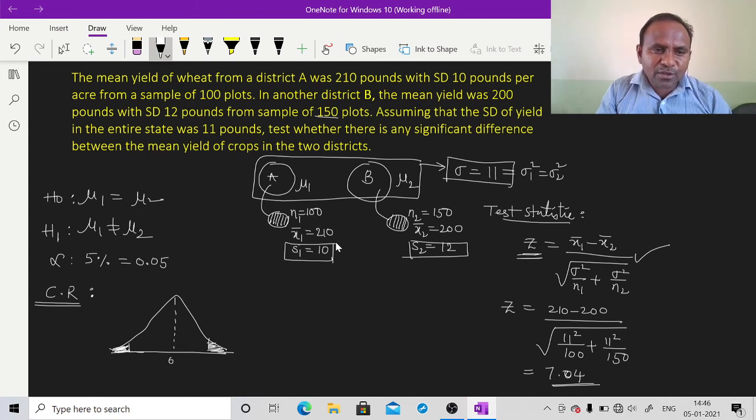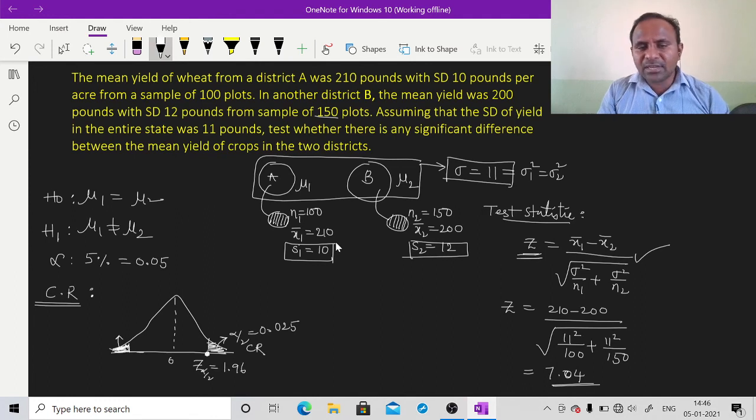This much of the p value will be in the two tails of the distribution, whose value is alpha by 2. In this case, since alpha is equal to 0.05, it is 0.025. This is what is known as the critical region, and of course this is also a critical region. Corresponding to this alpha, the critical value will be z alpha by 2, and that value will be 1.96. This value will come from the statistical table; we need not worry about it. And obviously this point is minus 1.96.